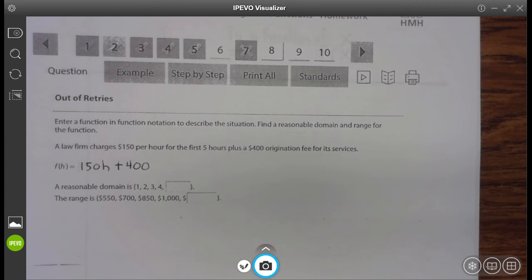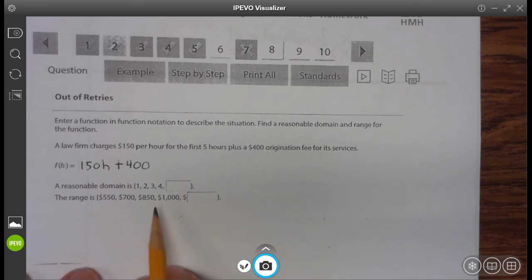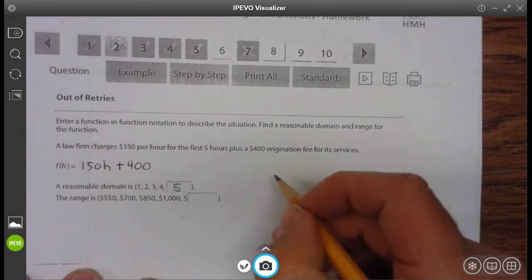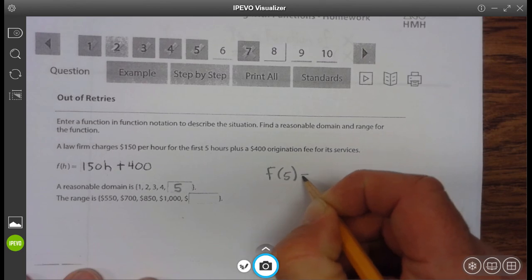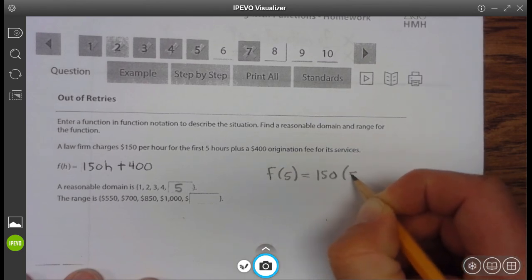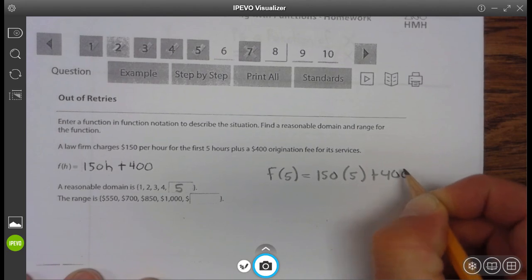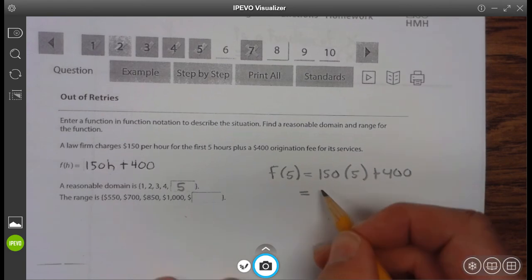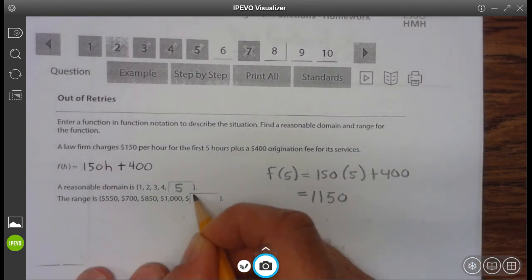A law firm charges $150 per hour for the first 5 hours plus $400 origination fees for its service. So the function is 150h plus 400. Now the reasonable domain is 1, 2, 3, 4, and it says up to 5 hours, so 5 is here. To find the range, we need to plug 5 into the function, so that's f of 5 equals 150 times 5 plus 400. Okay, so then we have 150 times 5 plus 400 is 1,150.